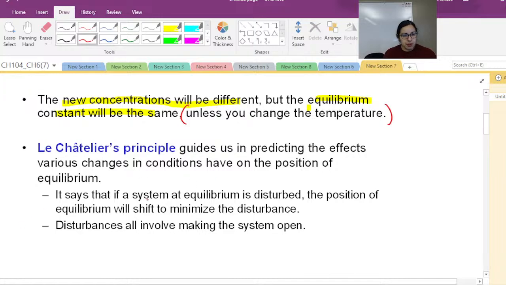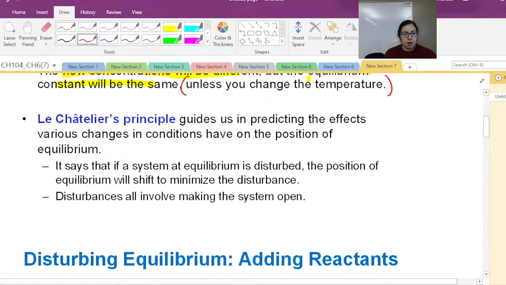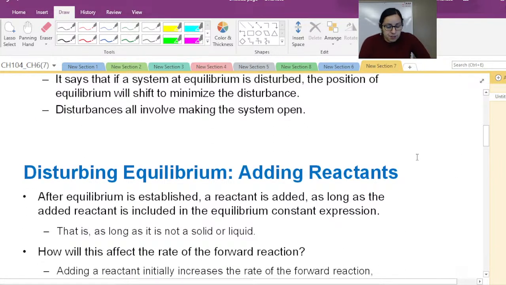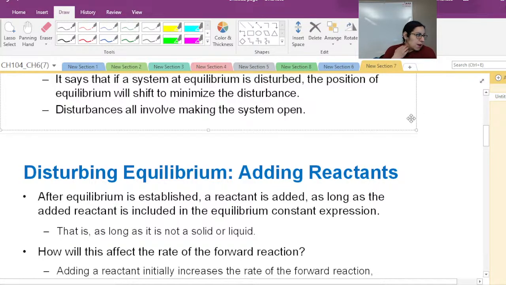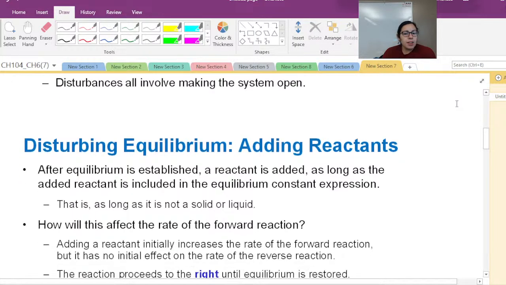And so what we want to say is, once our system is disturbed, can you predict which way it will shift? And then, of course, by nature, disturbing it makes our system open. And so now let's go through a few of these scenarios. And again, we might have to practice more next week if we need to wrap up all these ideas.